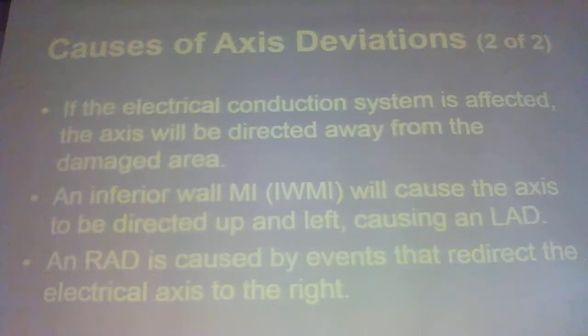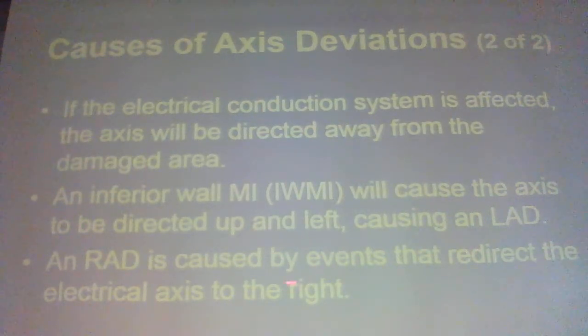out why. Okay? If the electrical conduction system is affected, the axis will be directed away from the damaged area, i.e., an MI, right? So an inferior MI will cause the axis to be directed up and left, causing a left axis deviation. Why? Inferior is what? The bottom. So it's going away from the infarct. Does that make sense? Going away from the infarct.